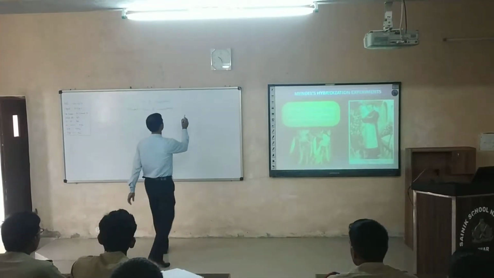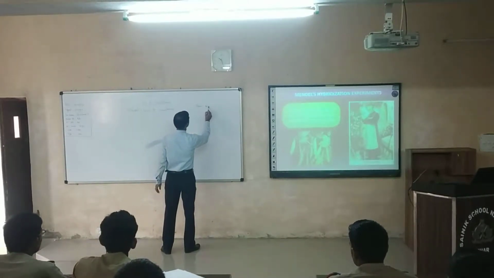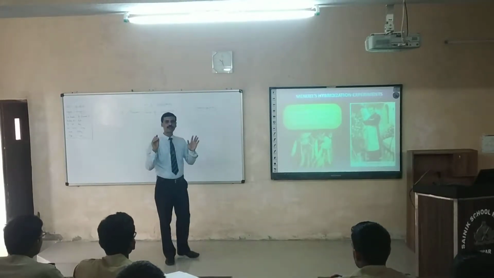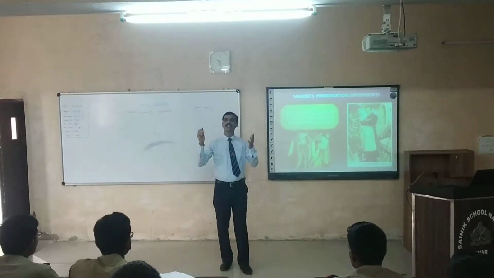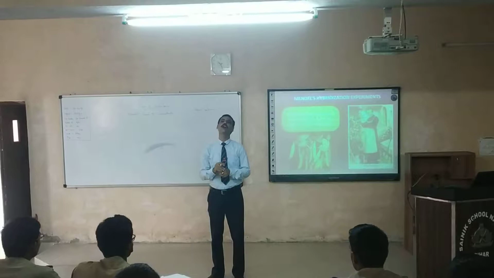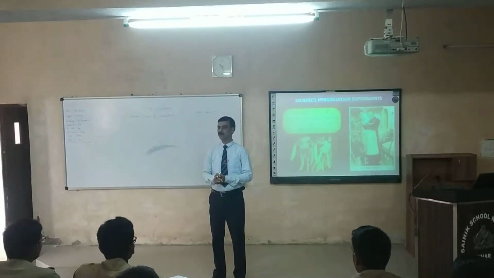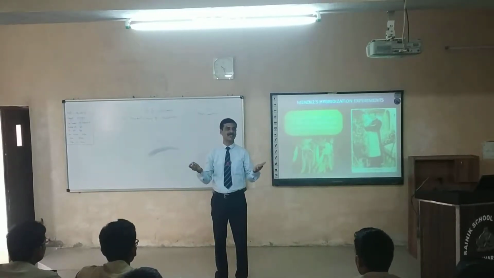Garden pea means Pisum sativum. And he was fortunate enough to select this garden pea. Otherwise, it would have been a great failure, because this garden pea is one of the plants belonging to the Leguminosae family, and it has so many contrasting characters.